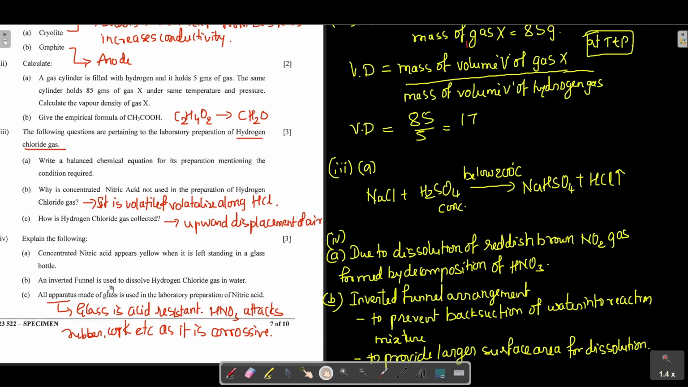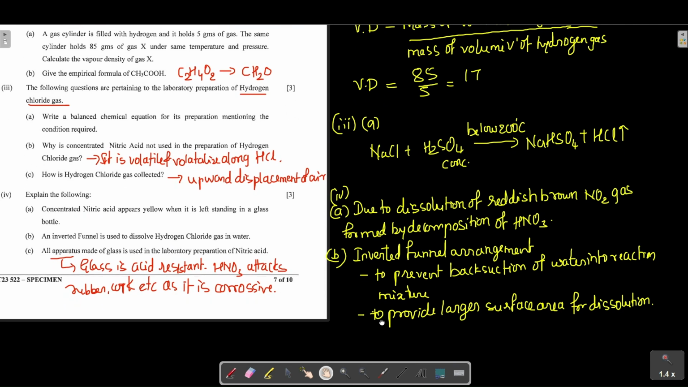An inverted funnel is used to dissolve hydrogen chloride gas in water. Explain. Okay, the inverted funnel arrangement provides two things. It prevents back suction of water into the reaction mixture. Also, it provides a larger surface area for the dissolution of the gas. These are the 2 points.